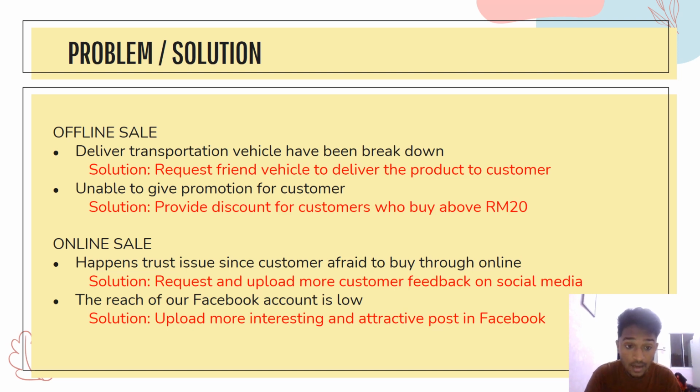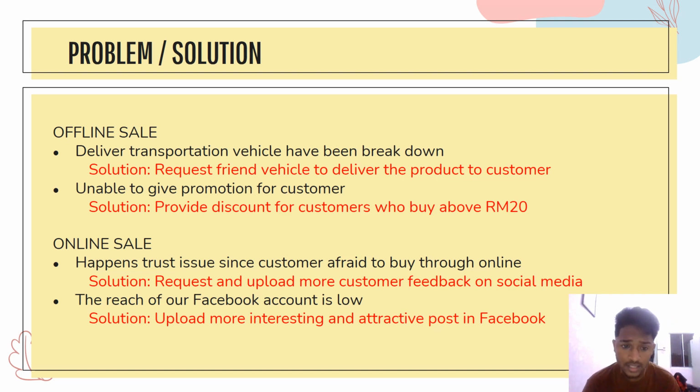By offline sales, the problem is the delivery transportation vehicle has broken down. This usually happens because not every vehicle is a new one. Some vehicles may break down and it will affect the delivery time to the customer.